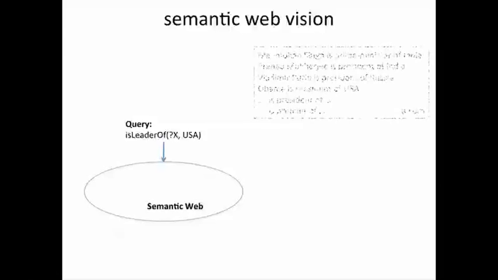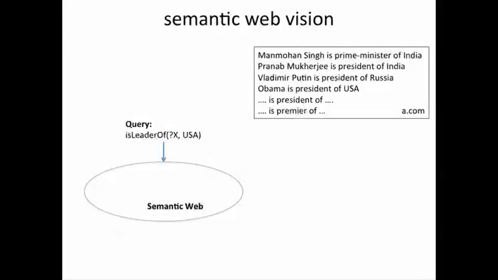We might imagine a site a.com which collects facts by processing lots of web data, as we shall see later in this week how that's done. So we get facts like Obama is president of USA, Vladimir Putin is president of Russia, Pranab Mukherjee is president of India, Manmohan Singh is prime minister of India, and many other facts about presidents, premiers, prime ministers, etc.